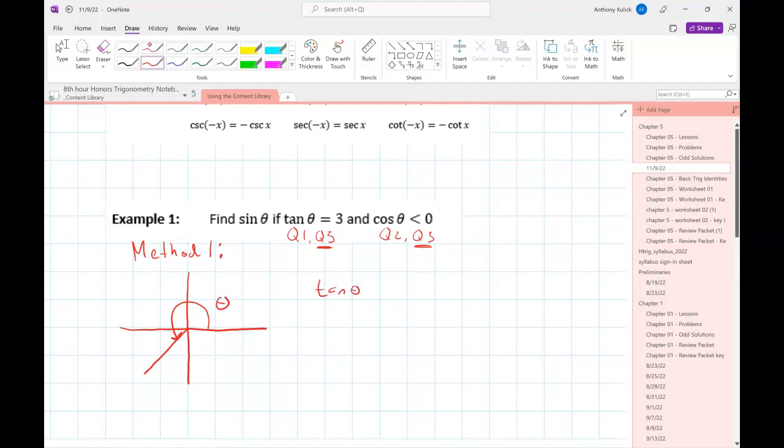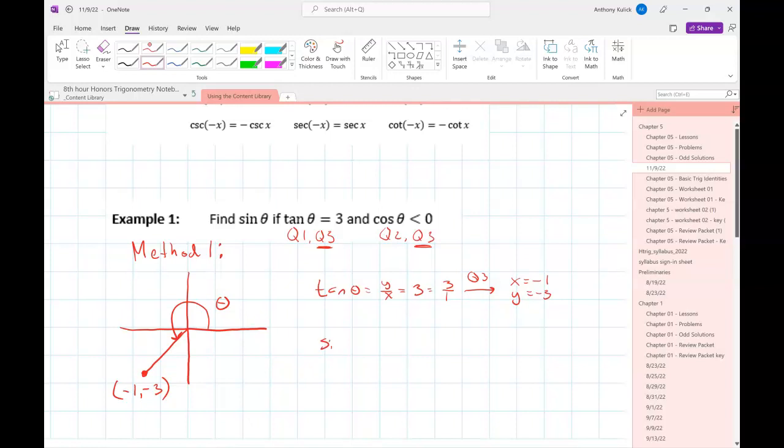Now tangent theta, I remember, is y over x. And that's got to equal 3. So I can think about it as 3 over 1. But since we're in quadrant 3, that's going to tell me that the x-coordinate would be -1 and the y-coordinate would be -3. Everybody's okay there? Notice what we've just drawn here. This is a point on the terminal side of a standard position angle. That's the picture I've drawn.